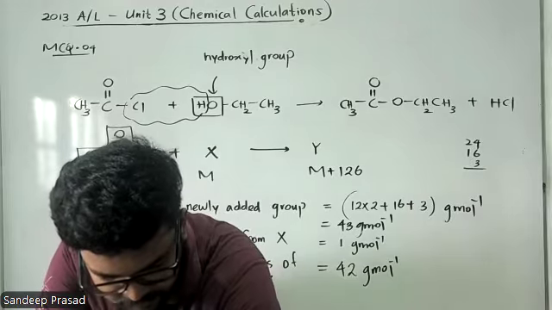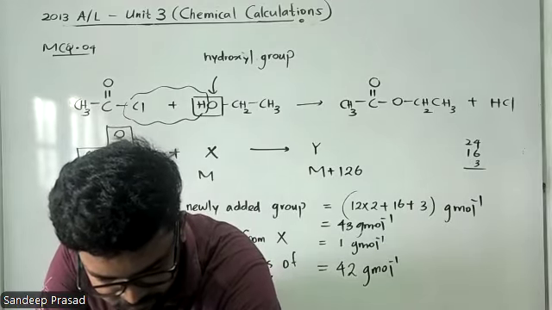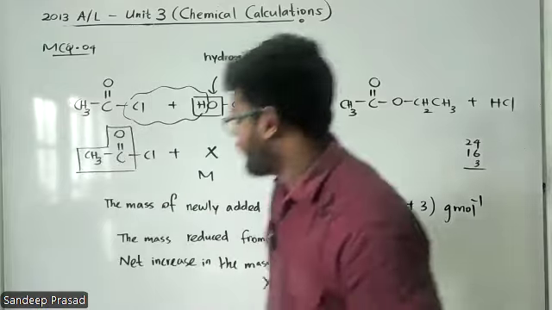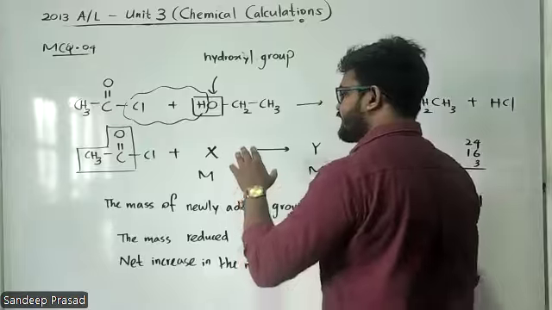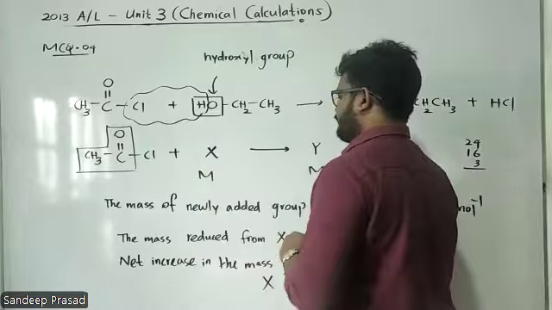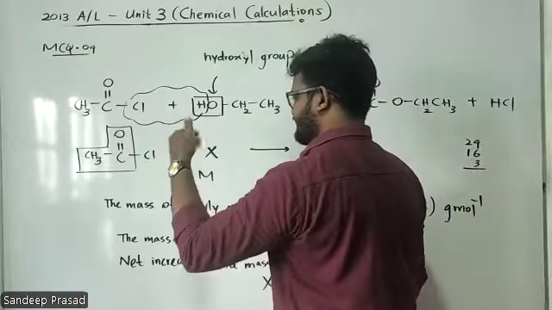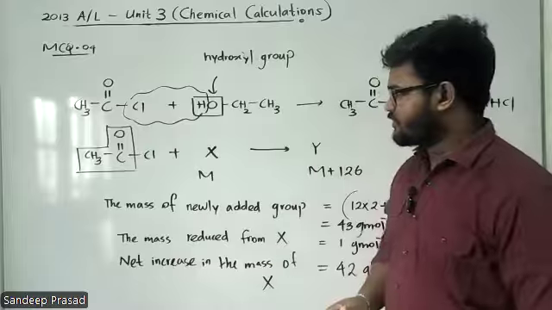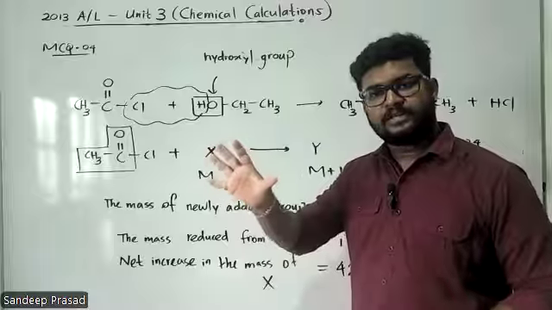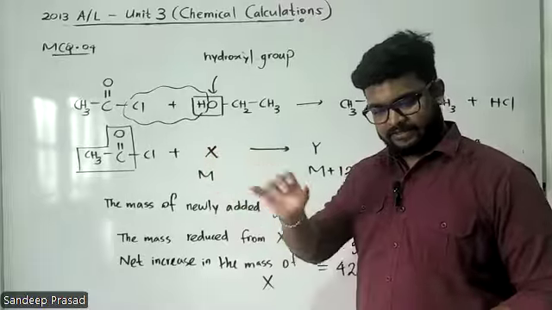Yes. What are the doubts you have? So can I explain it again from mass of newly added? Yes. Now listen to this one very carefully. So there is a capital X compound. Capital X compound is containing carbon, hydrogen, and oxygen. Finally, they have given in the question that how many hydroxyl groups are there in that compound.